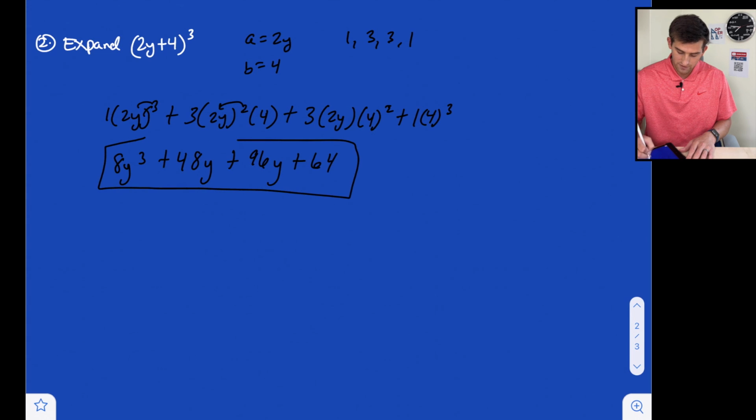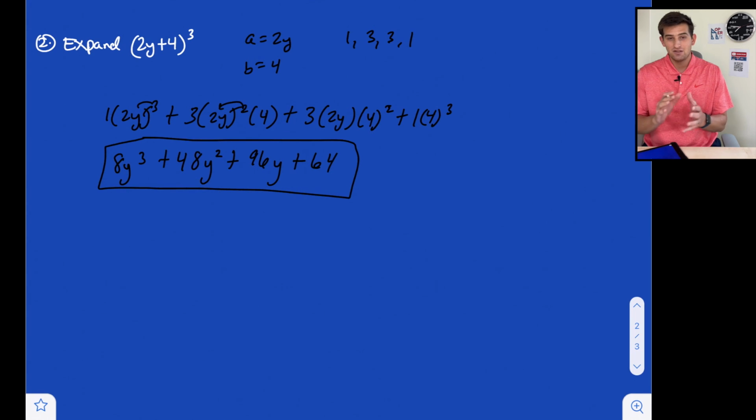So that would be our final expansion there. 8y cubed plus 48y plus 96y. Actually, this 48y should be a y squared. There we go. Plus 96y plus 64. And that is how you can use Pascal's triangle to expand binomials.